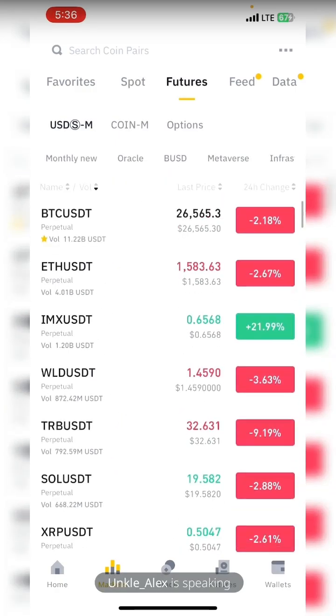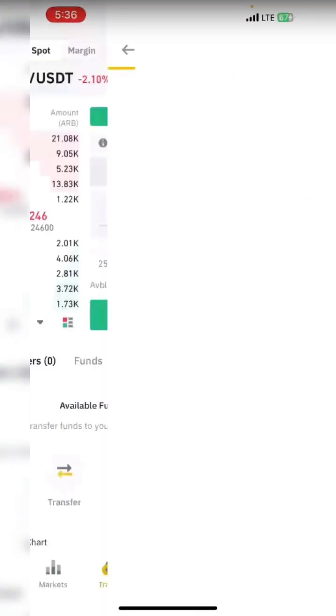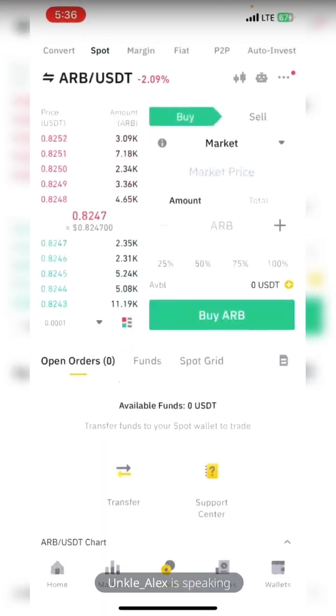Now, what is spot? Spot allows you to just swap, buy and sell your coin immediately. Just buy and sell. This is where it happens under trade. So under trade, this is spot. This is how simple it is.